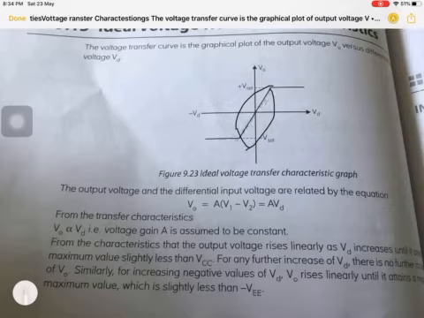This region is called the linear region. Linear region means the output voltage is directly proportional to the differential voltage in a linear form. Whereas this part and this part are non-linear or saturated regions, meaning the output voltage is independent of the input voltage. If the op-amp is operating in this region, it is called the linear region. And if an op-amp is operating in the non-linear region, it is also called the saturation region or non-linear region.